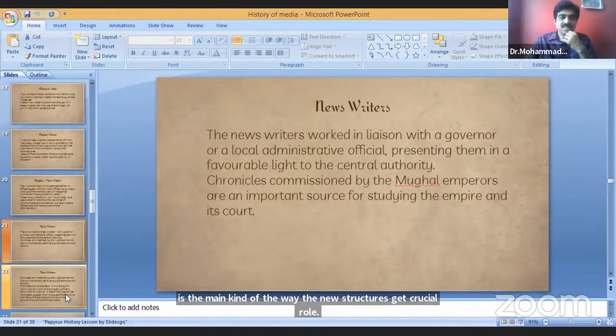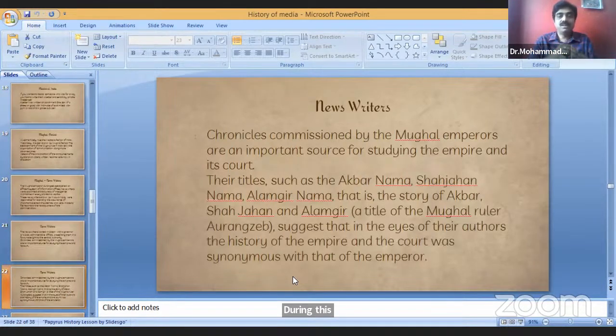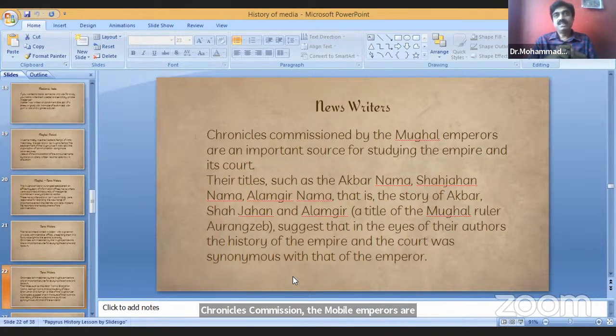Next, moving on, the chronicles commissioned by the Mughal emperors are an important source for study, with titles such as... they also started the trend.